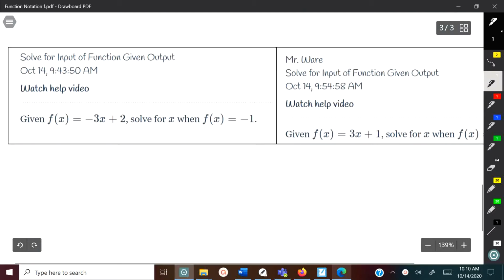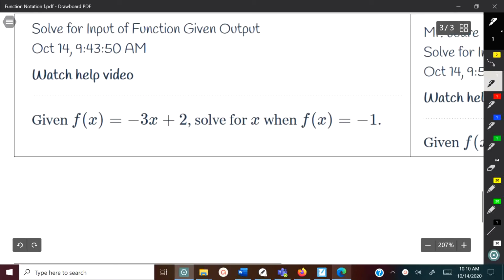Okay, so let's focus on this first example here. Alright, so it says given f of x is equal to negative 3x plus 2, solve for x. That's the first indication that you're not going to plug in for x. Solve for x when f of x is equal to negative 1. So we're saying the f of x, or the replacement for y, is equal to negative 1. So we just write that in. Instead of saying f of x, we say negative 1 is equal to negative 3x plus 2.